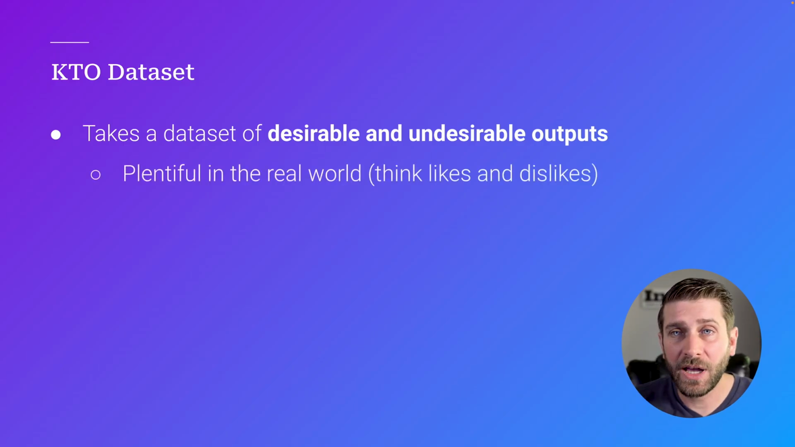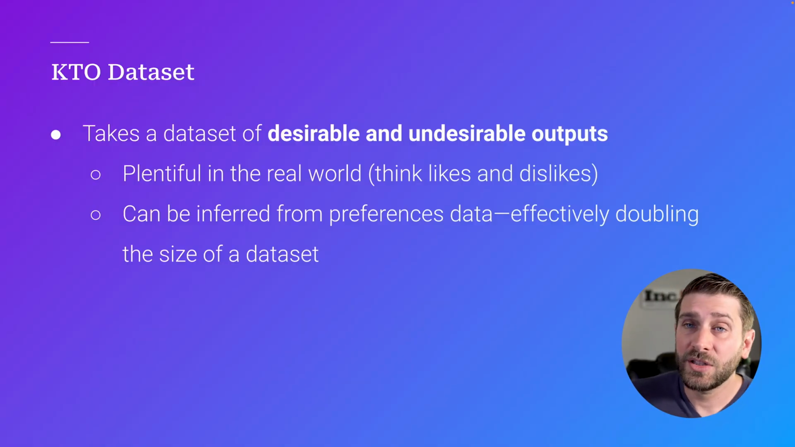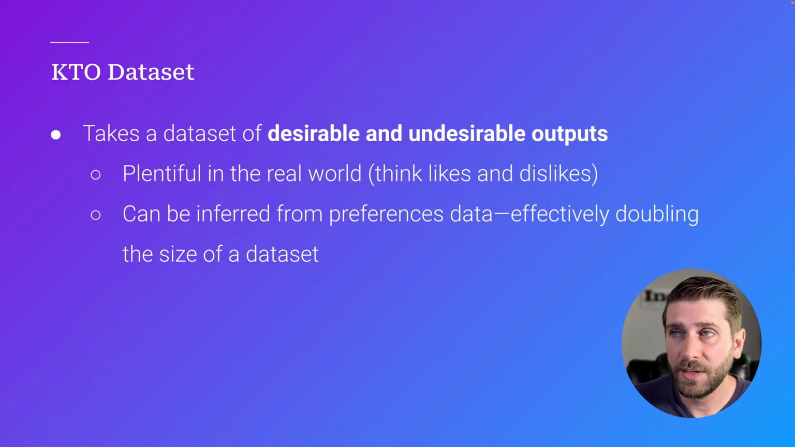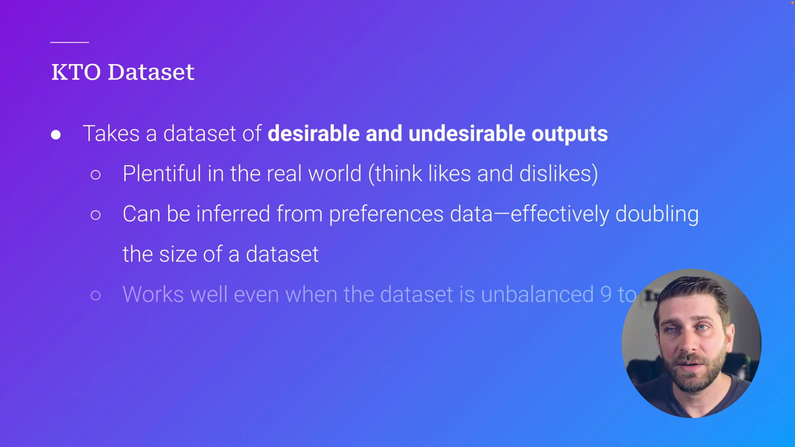So these are very common in the real world, which is great. Think of likes and dislikes. Like, I see something I like, I give it a thumbs up. I see something I don't like online, I give it a thumbs down, right? I could be feeding a data set for a KTO because I'm indicating if I like or dislike something. This type of data set can actually be inferred from our preferences data that I showed you earlier, effectively doubling the size of the data set. And I'll show you that here in a minute.